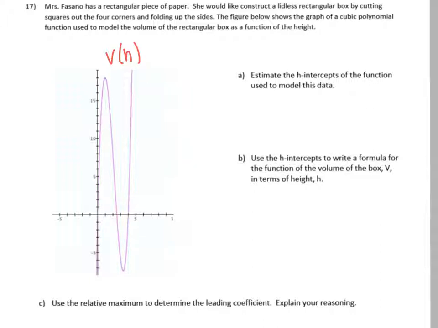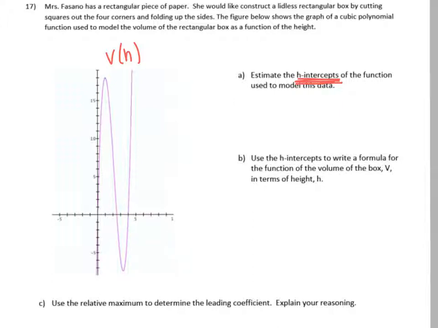All right, so now let's read part A. It says, estimate the x-intercepts of the function used to model this data. So again, when they ask you for the intercepts, what they're looking for is they want you to write them as coordinates. It looks like we have 3 of them. I think this would be at (0, 0). That looks like it's about at (2.5, 0). And this one looks like it's at (4, 0). So we'll just list those out.